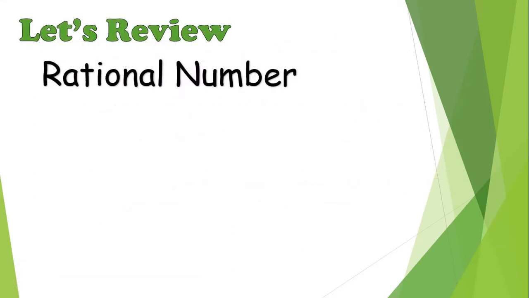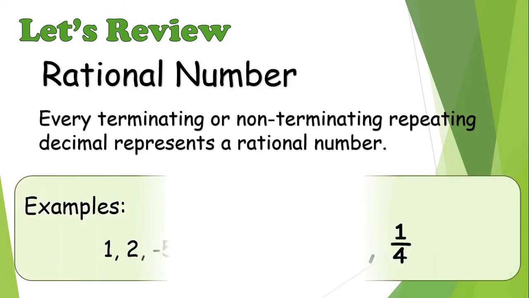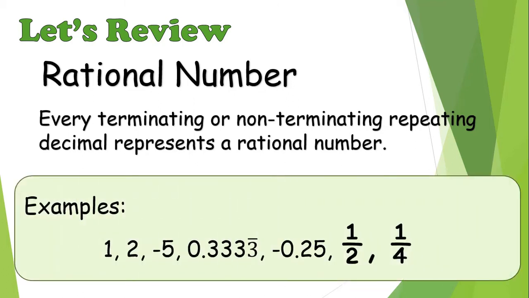Okay. So let's review our previous topic about rational numbers. Every terminating or non-terminating repeating decimal represents a rational number. Examples: we have 1, 2, negative 5, 0.333, negative 0.25, 1/2, and 1/4.